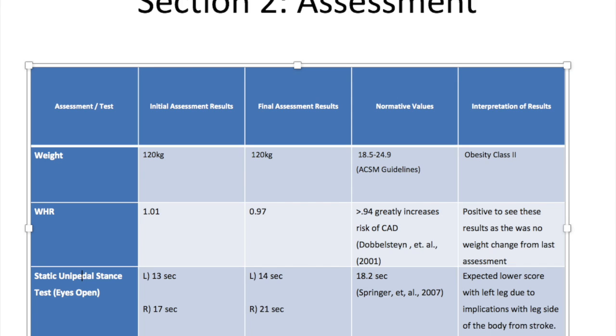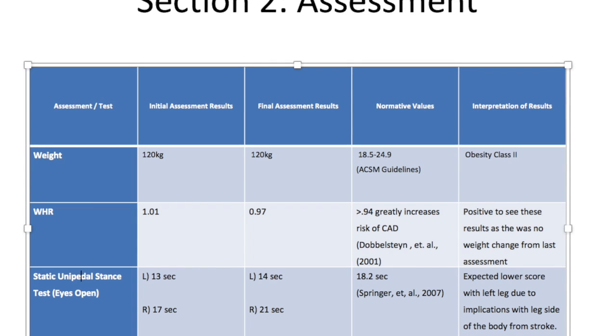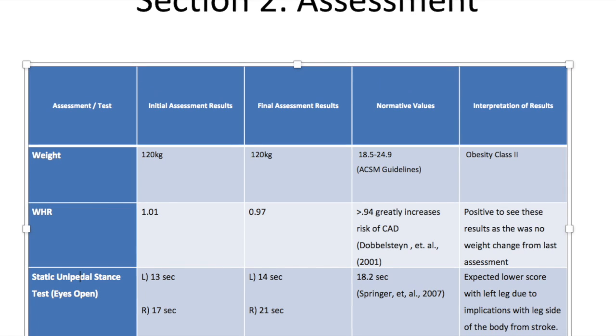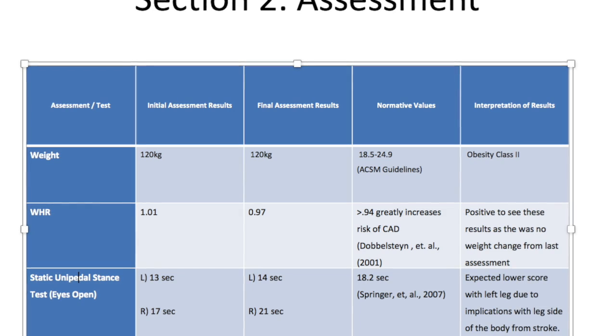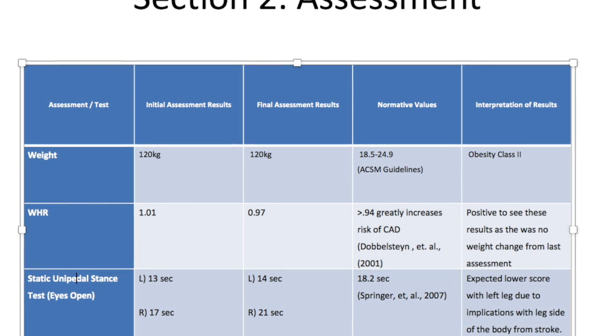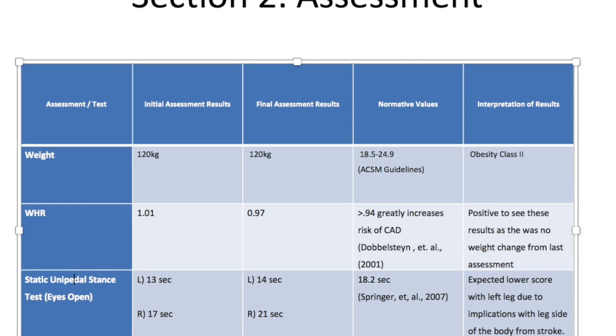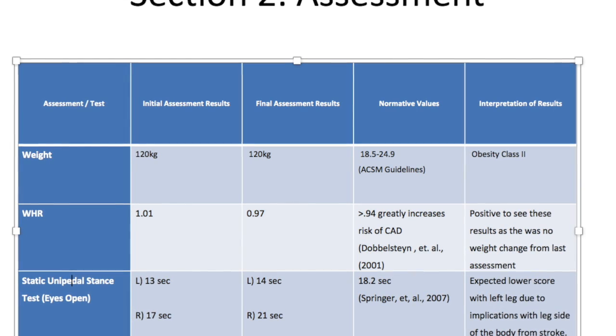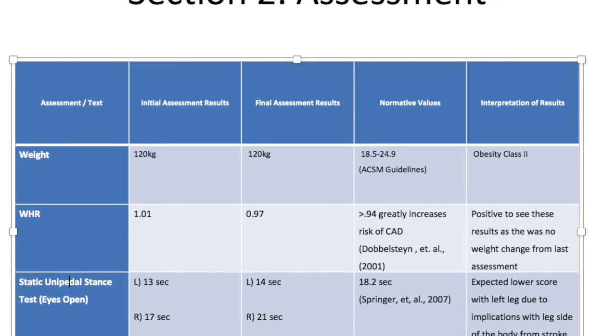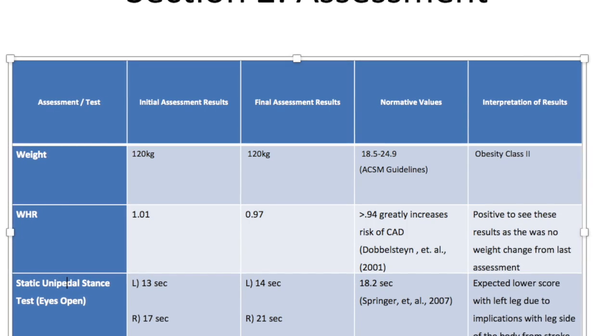gym. His initial assessment weight was 120 kilos and his final assessment weight was 120 kilos also. This places him in obesity class 2. His waist to hip ratio in initial assessment was 1.01 and his final assessment was 0.97. A score over 0.94 greatly increases the risk of coronary artery disease.